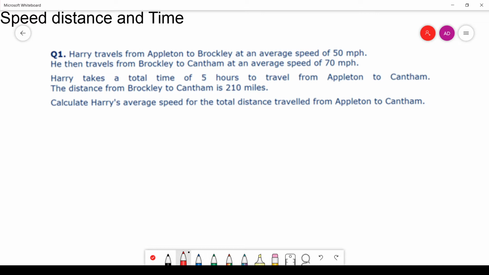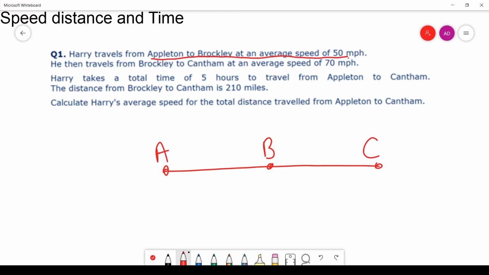Before I carry on reading this, I'm just going to do a quick diagram. I'm going to represent A for Appleton, B for Brockley, C for Canton. The diagram's not to scale. So let me just fill in the information that I've got already. Appleton to Brockley is this bit over here, 50 miles per hour.